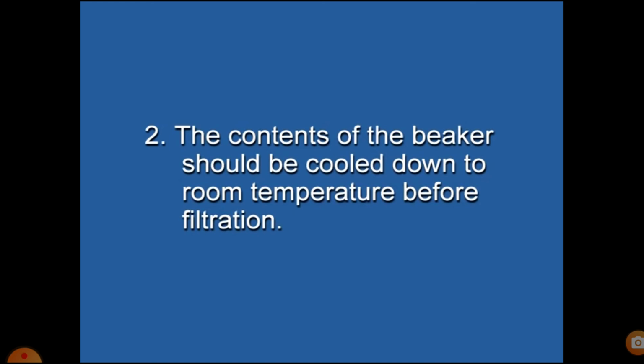In the last we will get the filtrate. That filtrate is our lyophilic sol of starch. In the next video I will show you how to do the preparation of lyophilic sol of starch and lyophobic sol of ferric hydroxide.